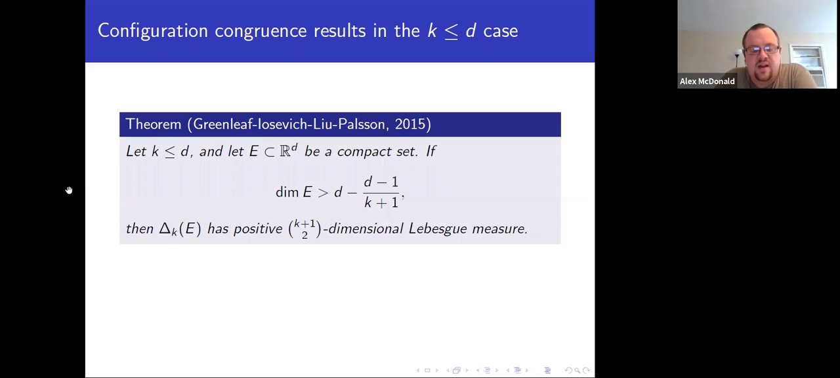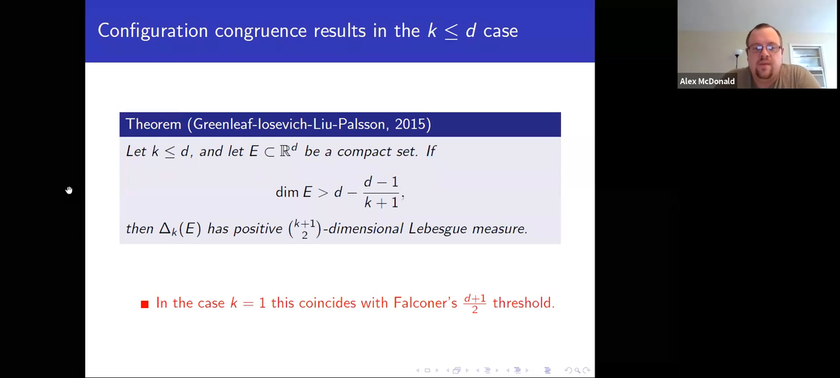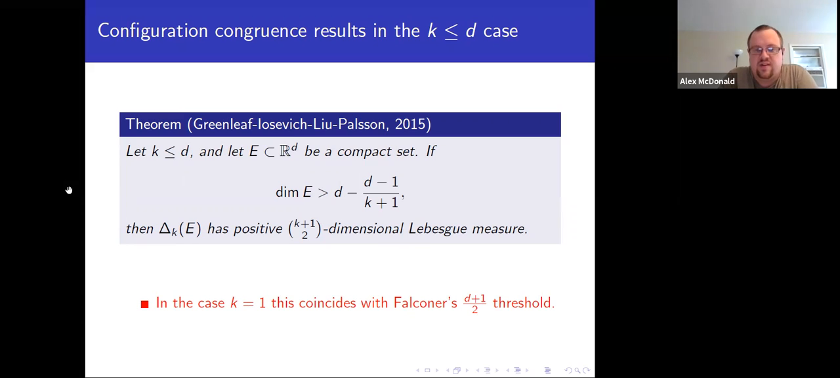So with that context, this is a theorem of Greenleaf, Iosevich, Liu, and Palsson from a few years ago. So let k be less than or equal to d, and let E be a compact set. If the dimension of E is bigger than d minus 1 over k plus 1, then delta sub k of E has positive k plus 1 choose 2 dimensional Lebesgue measure.